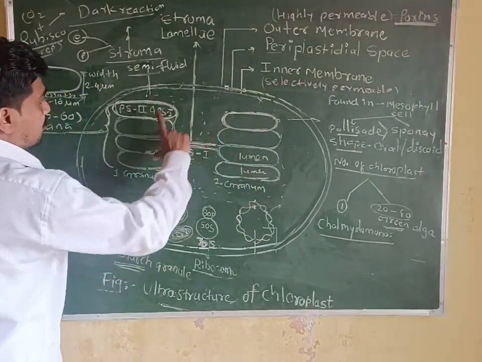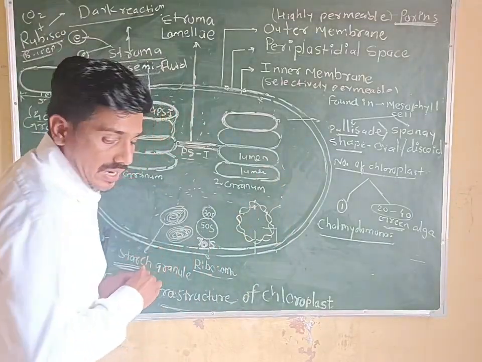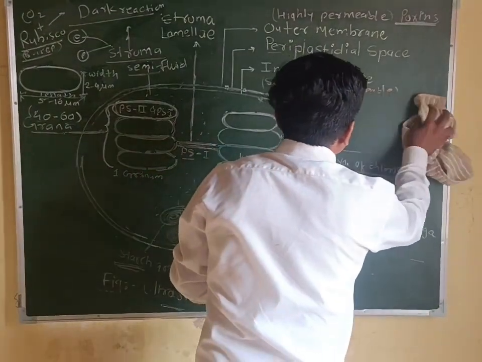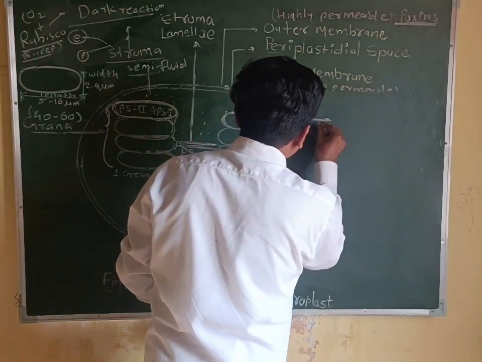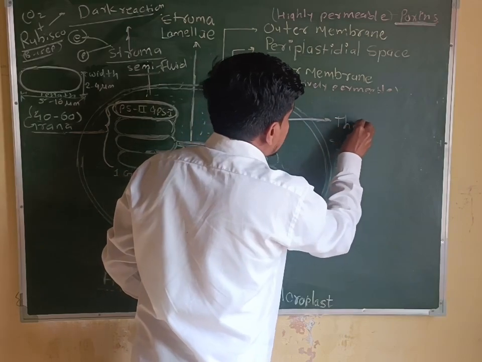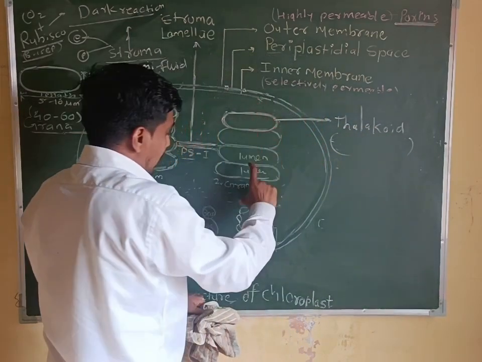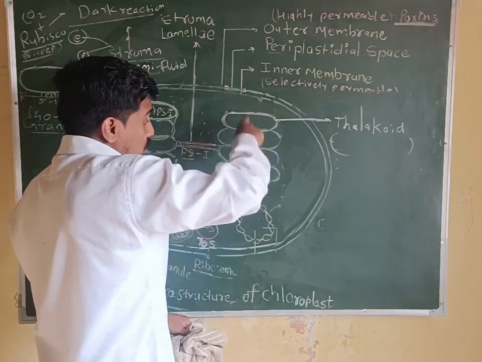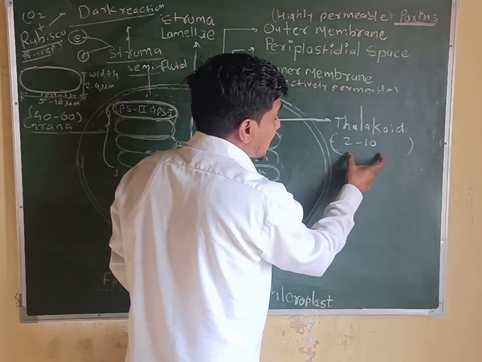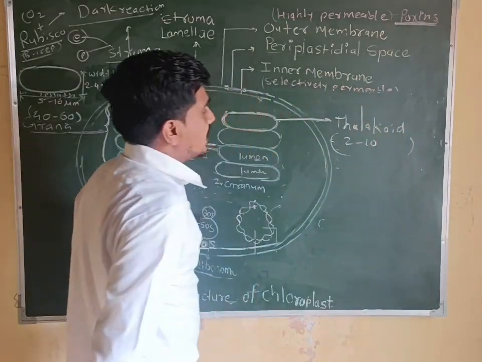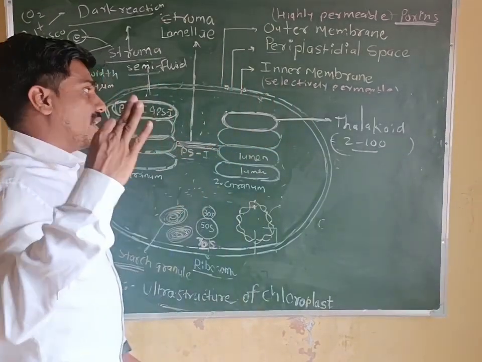And in one granum, how many thylakoids are present? So we draw here. This individual member or single unit of grana is known as the thylakoid. In each mature granum, about 2 to 10 thylakoids are present. This disc-like, sac-like structure is the thylakoid. In some cases, it may be up to 100.